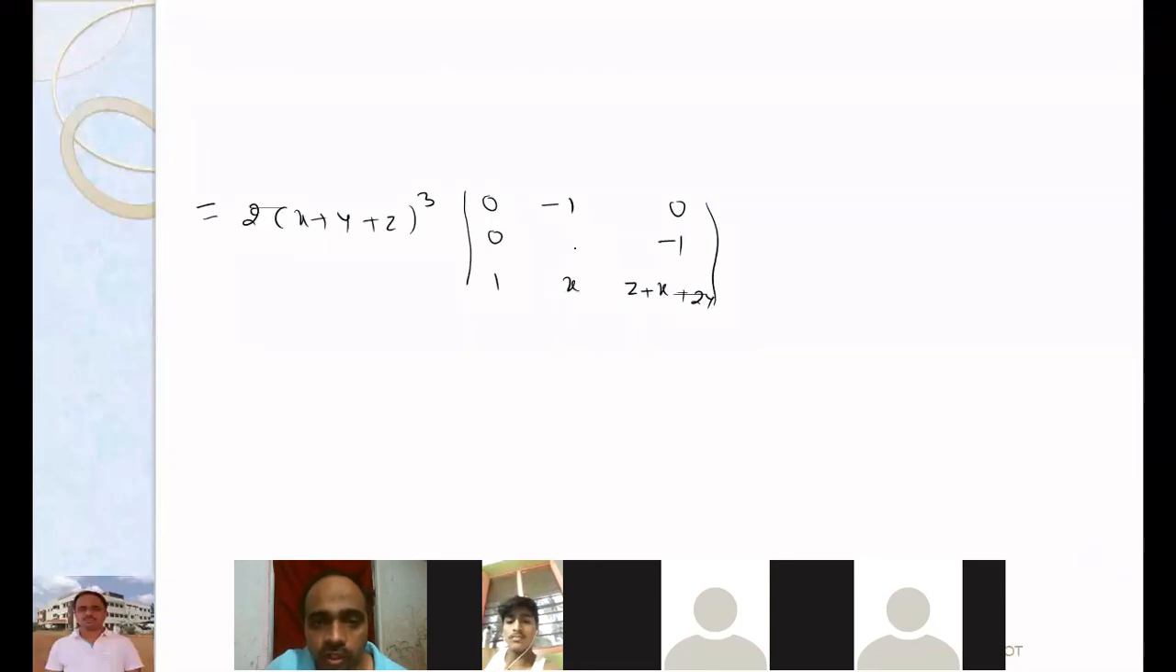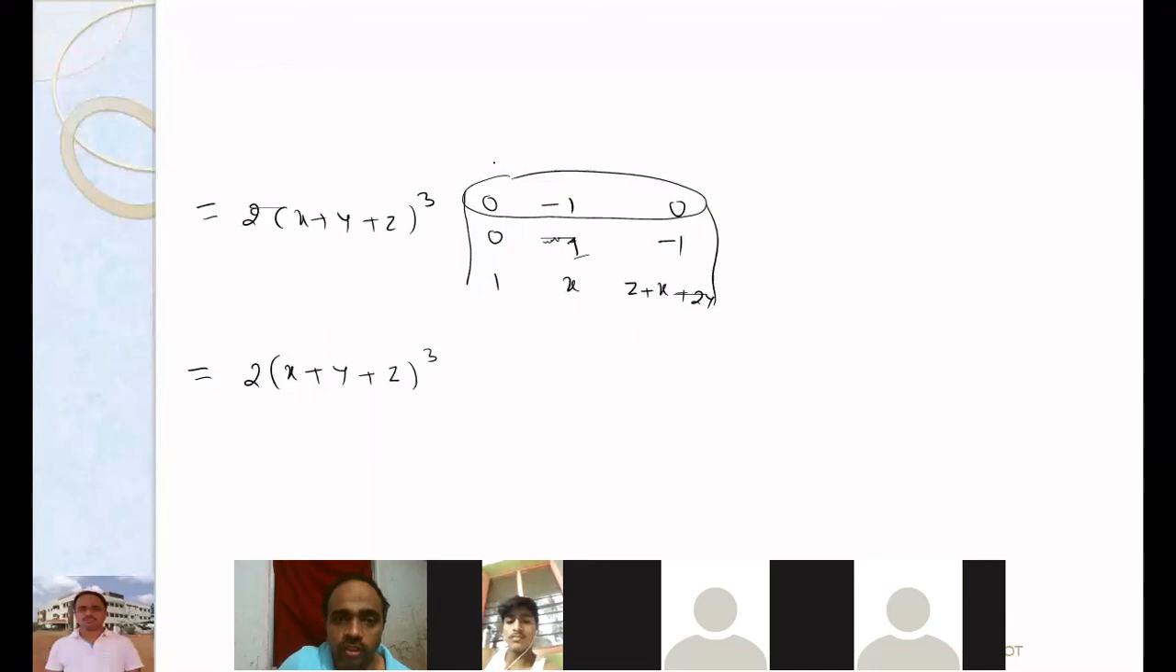What is the middle number here? 1. Okay, this is 1, not minus 1. Okay, now let me expand it. 2 into bracket x plus y plus z whole cube. Let us expand by taking the first row. Expand means find the value. What is the sign scheme? Plus, minus, plus. So what do I get? 0 into anything is 0, leave it. Minus into minus, plus 1.